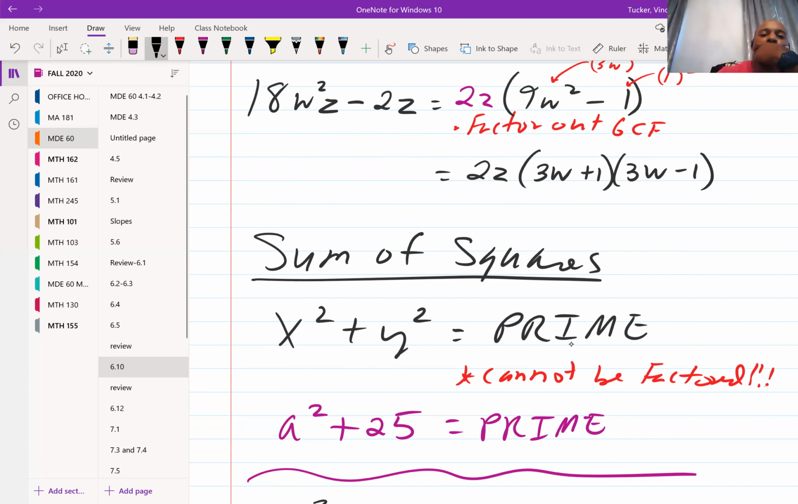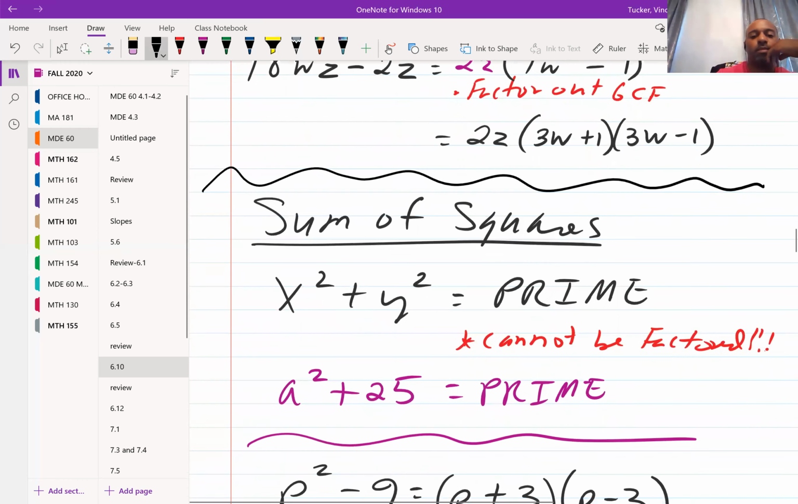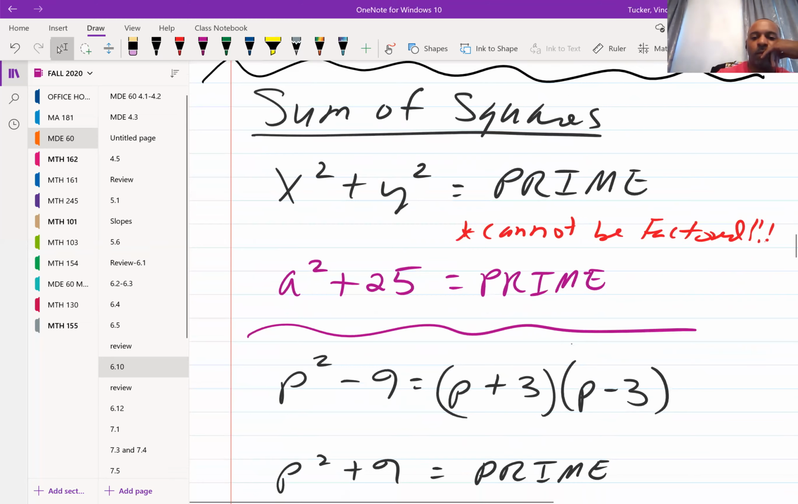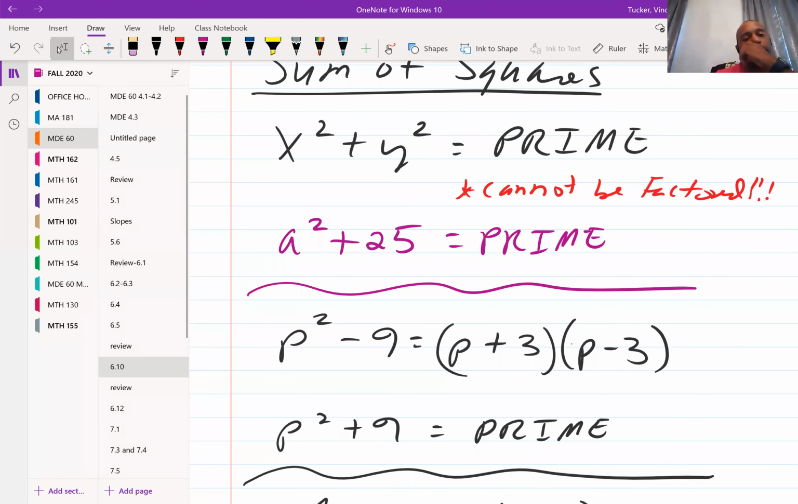All right, any questions? So here, just doing a clean comparison between the two. If I had p squared minus 9, that's p plus 3, p minus 3. But if I had p squared plus 9, that would be prime.